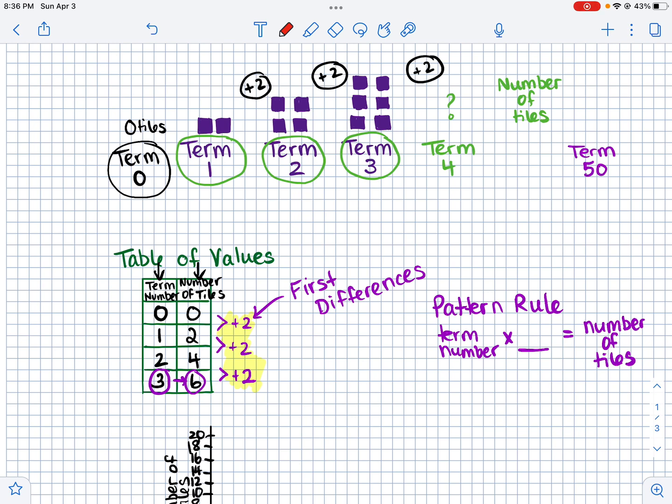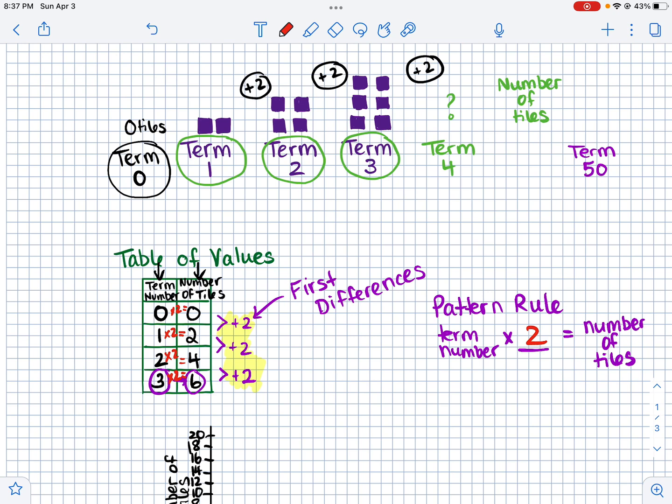So let's think about this. If I multiplied this by 2, it would equal 2. If I multiplied this number by 2, it would equal 4. If I multiplied this number by 2, it would equal 6. If I multiplied this number by 2, it would still equal 0. So it turns out this rule is term number times 2 will get me the number of tiles.